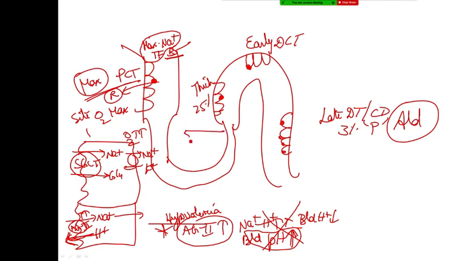Now come to the thick ascending limb. What's the pump in the thick ascending limb? Sodium, potassium, 2 chloride co-transporter. And give me the blocker. What's the loop diuretic? Furosemide and ethacrynic acid. And what's the most common complication of this drug? Hypokalemia. Now during this transport process, what happens?